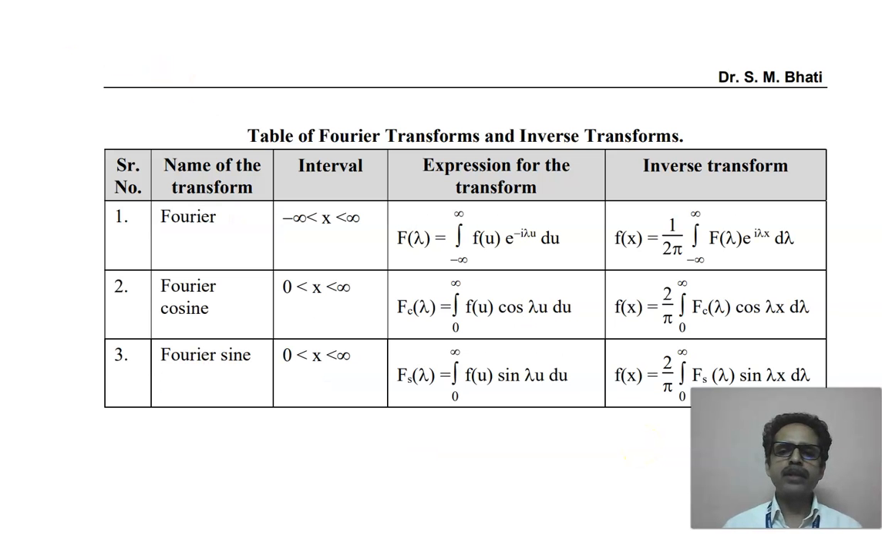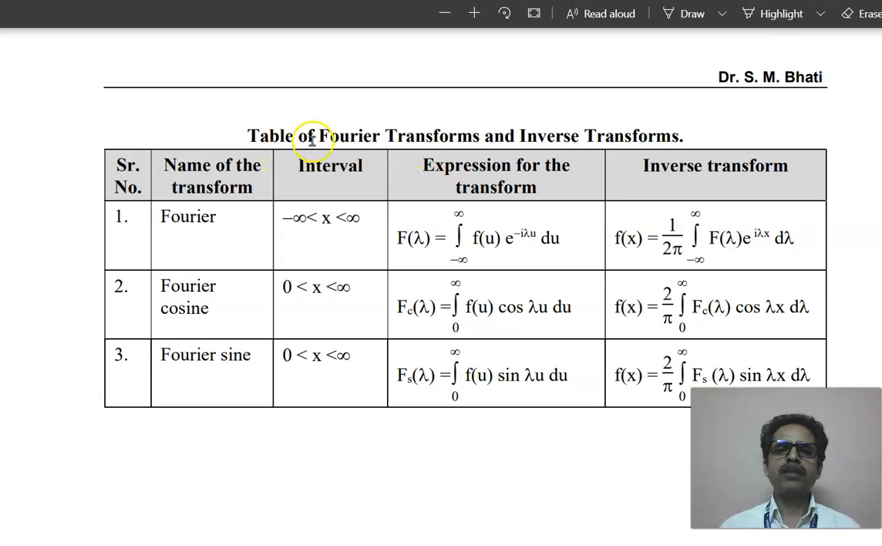Up to now we have seen three important definitions: Fourier transform, Fourier cosine transform, and Fourier sine transform, and their inverse transforms. Now we can summarize all these three definitions, that means three pairs or six definitions, in tabular form. So this is the table of Fourier transforms and their inverse transforms. Here the second column represents the type of transform: Fourier transform, Fourier cosine transform, and Fourier sine transform.